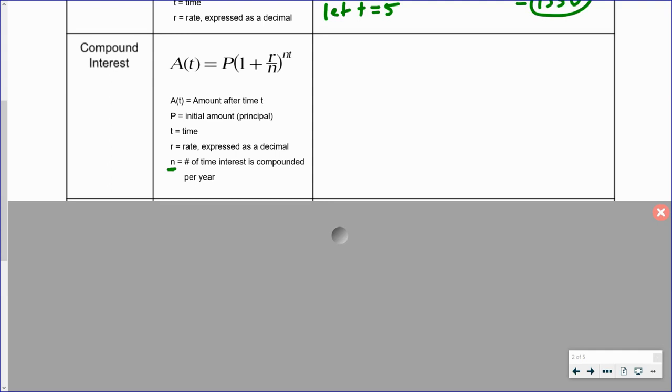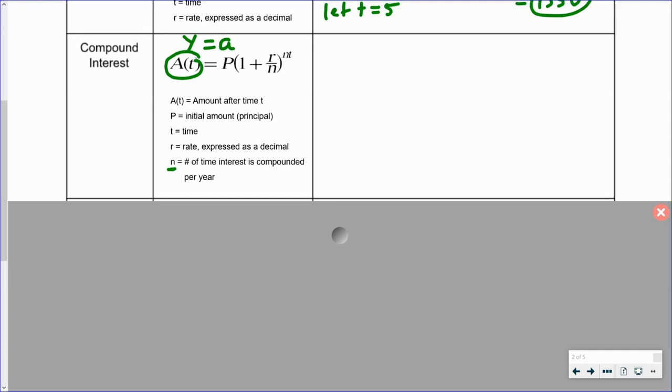Now, before we get into that specific example, let's kind of break down why this equation is just a y equals a times b raised to the x power. So again, a of t represents your output values, which is just y. In the equation, y equals a times b to the x, a is your initial amount. So in this case, p is the initial amount. So that really just represents what a is.